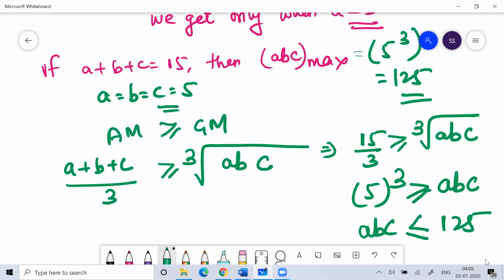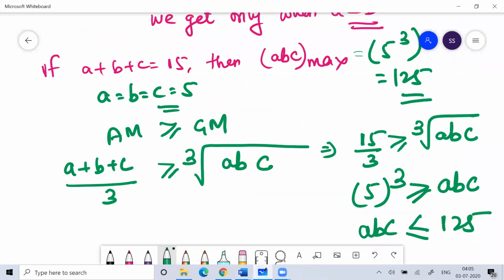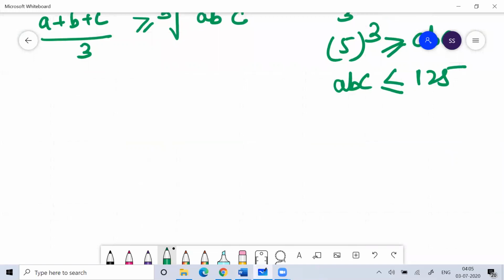So ultimately, if the sum of variables is constant, then the product is maximum when the numbers are equal, or as close as possible. We'll discuss 'as close as possible'. Equal is possible only in some cases. So if the sum is constant, you get the maximum value of the product if your values are equal. That we can easily understand, because these are easy cases.